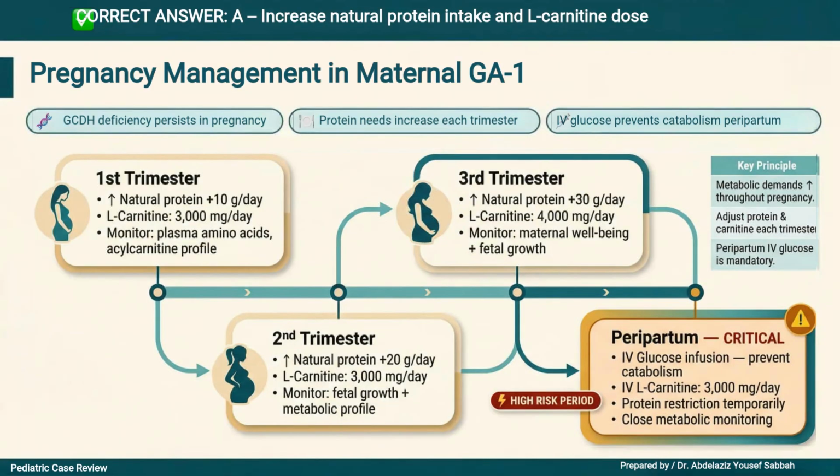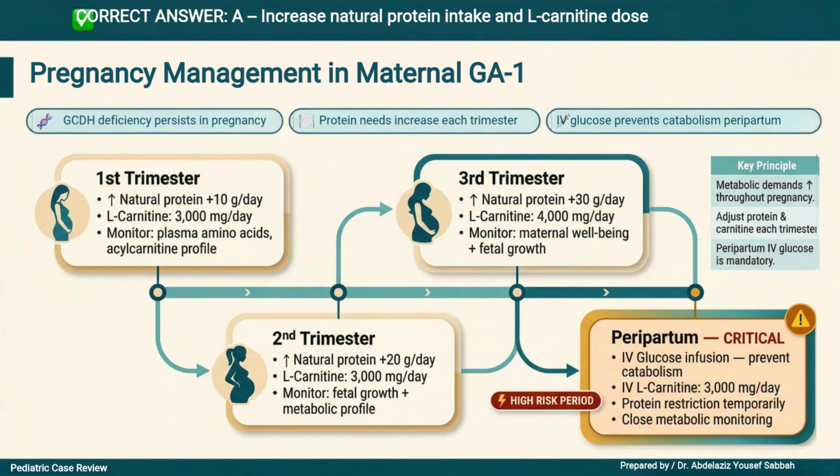During pregnancy in a woman with Glutaric Acidemia Type 1, natural protein intake should be gradually increased each trimester to meet the growing metabolic demands. In the first trimester, increase natural protein by 10 grams per day with L-carnitine at 3,000 milligrams per day. In the second trimester, increase further by 20 grams per day with L-carnitine maintained at 3,000 milligrams per day. In the third trimester, add an additional 30 grams per day and increase L-carnitine to 4,000 milligrams per day.